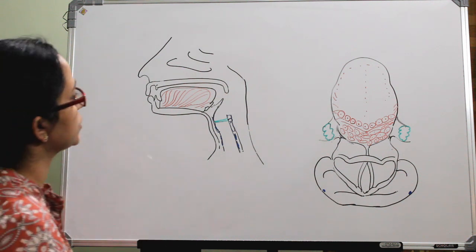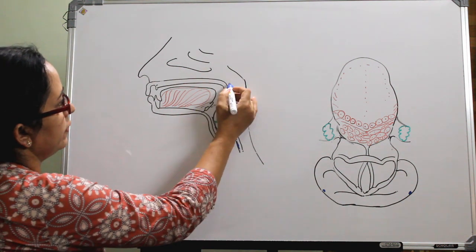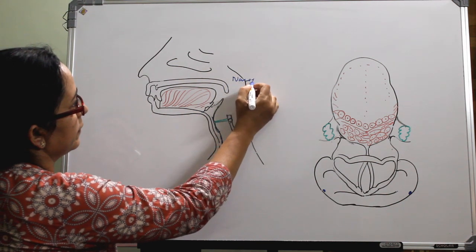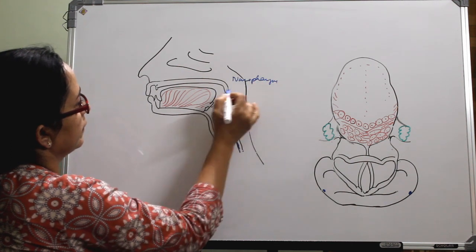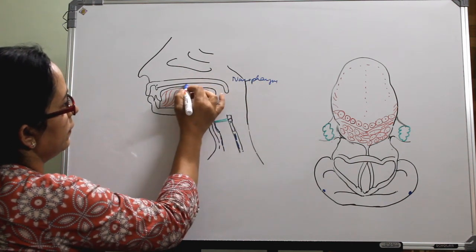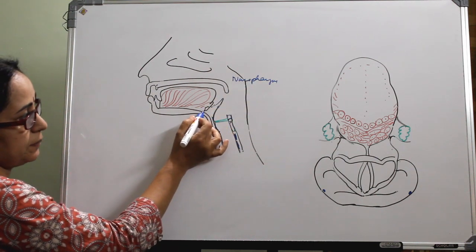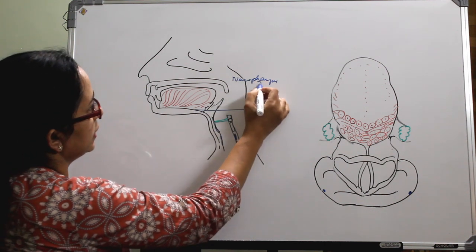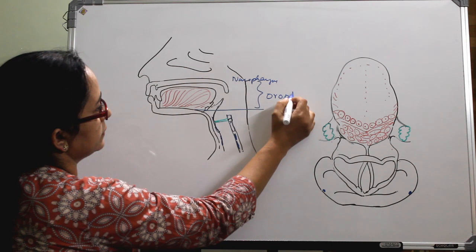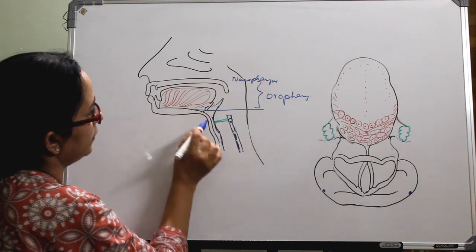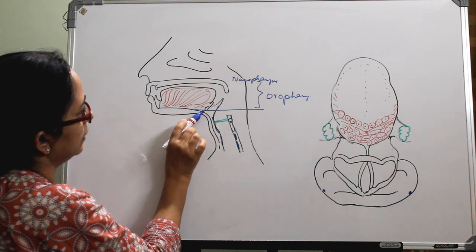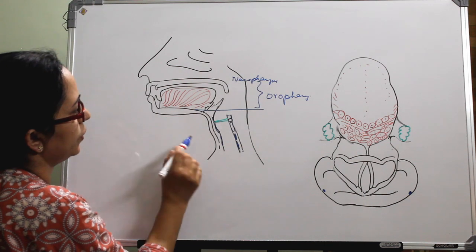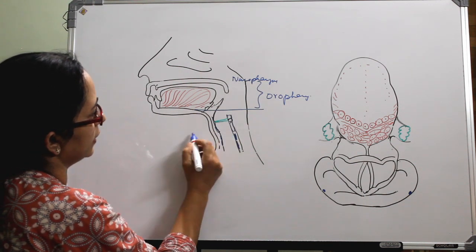Now you must know these three areas. One, here comes the nasopharynx, then from the level of palate up to the, this is which bone? Hyoid bone. So a line passing through the lower border of hyoid bone. This part is the oropharynx, and from the lower border of this hyoid bone up to the lower border of cricoid cartilage. Okay.